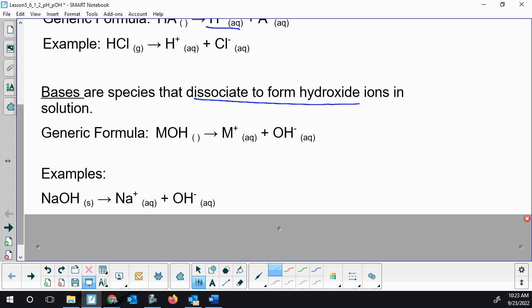So for our strong bases from group 1, an example, and the most commonly used base on the planet, is sodium hydroxide. You put that in water, and it's going to break up into sodium ions, which do nothing in terms of acid-base chemistry, and hydroxide, which is why it's an Arrhenius base. All the basic properties come from the hydroxide.